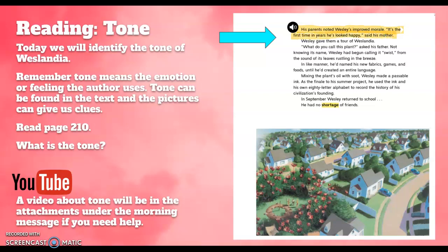But as I read down the page, I found some other really good sentences. So I wouldn't necessarily stick to just this, but here it says, his parents noted Wesley's improved morale. It's the first time in years he's looked happy, said his mother. I really like that sentence. That kind of gave me an idea of the tone and what's going on in this page.